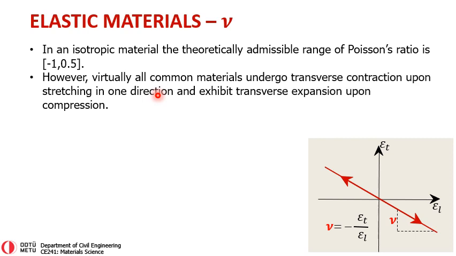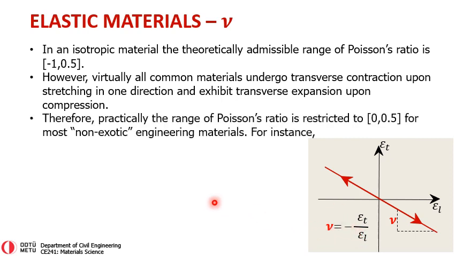But virtually all common materials undergo transverse contraction upon stretching in one direction and exhibit transverse expansion upon compression. And that's the reason why we have this minus sign. So if transverse strain is negative, longitudinal strain is positive, or vice versa. If this is positive, this one is negative, making Poisson's ratio most of the time greater than 0. So practically the range of Poisson's ratio is restricted to 0 to 0.5 for most, I call them, non-exotic engineering materials.